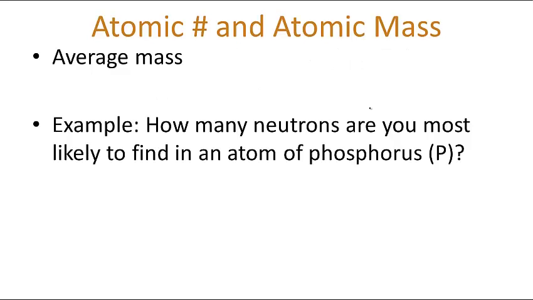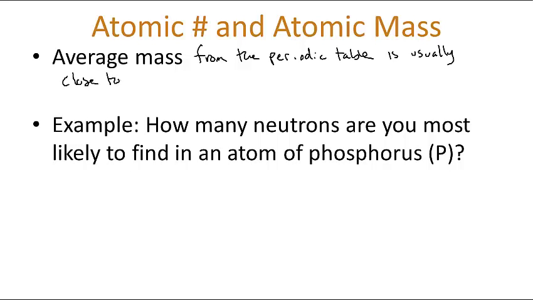Okay, so the average mass. On the periodic table, you'll notice that the mass of an atom is that decimal number. The average atomic mass is that decimal number. So the average mass from the periodic table is usually close to the mass number of the most common form of that element.